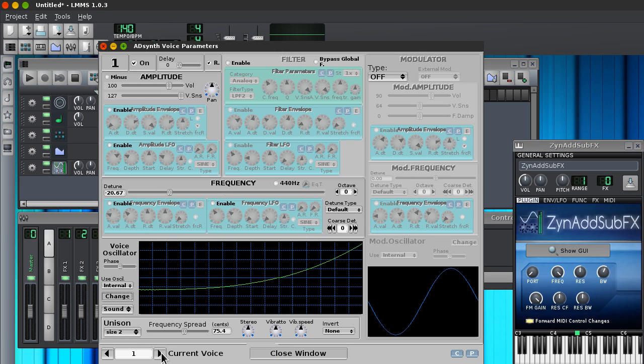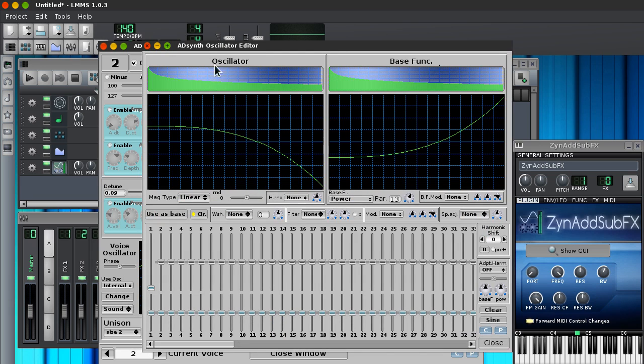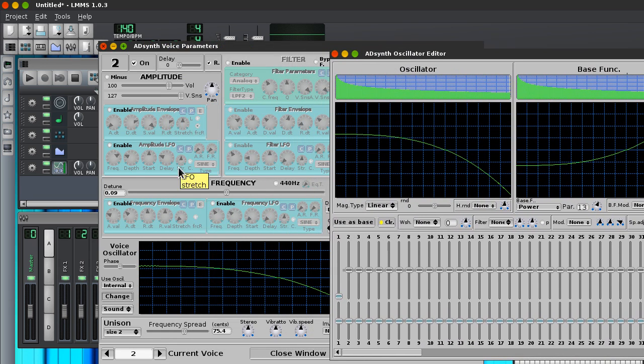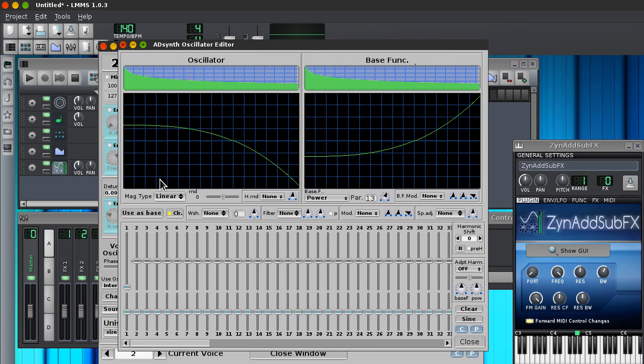And then for the next voice, I have the exact same thing, except the frequency is set to 0. I have a 0.09, but it doesn't matter. Unison is set to the same, and the oscillator is flipped.